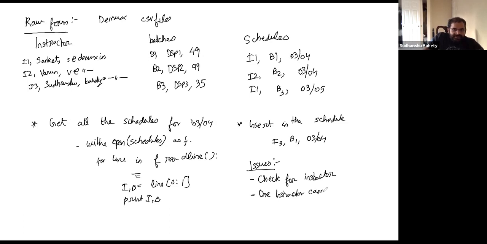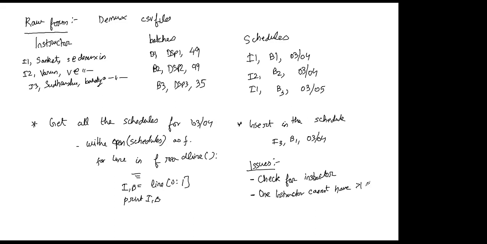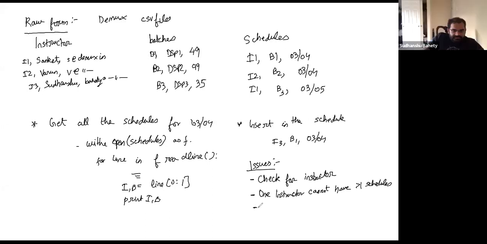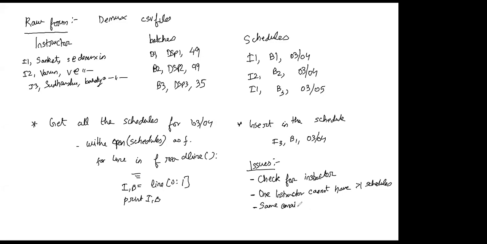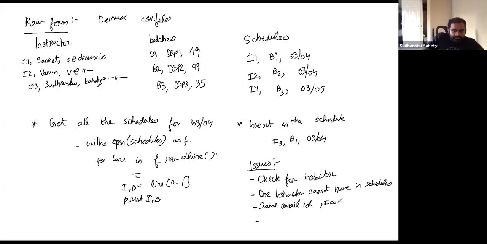Anything else? It's a very simple algorithm question that I am asking you. What else do you think? Instructors should not have the same email ID. Exactly. What else? Similarly for instructor codes, the same code should not be given to two persons, or one person should not have multiple codes. Okay, this is good, guys. I think you are thinking in the right direction.